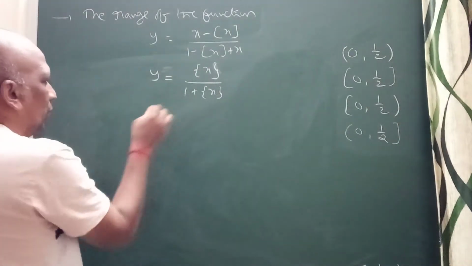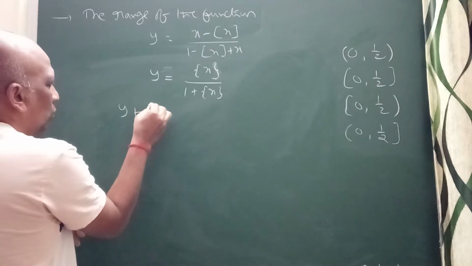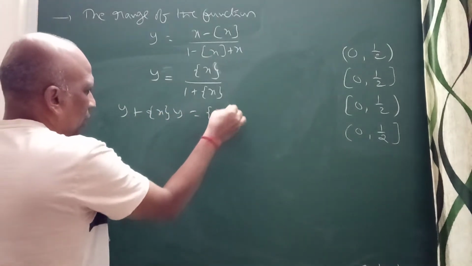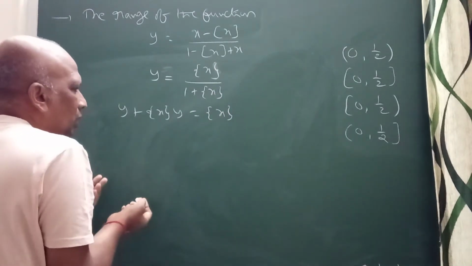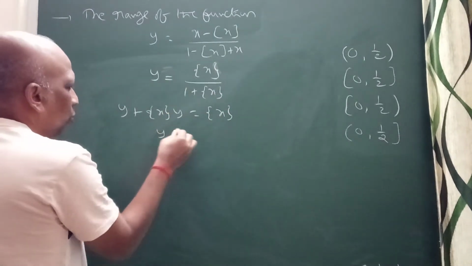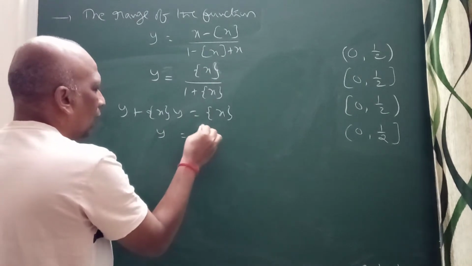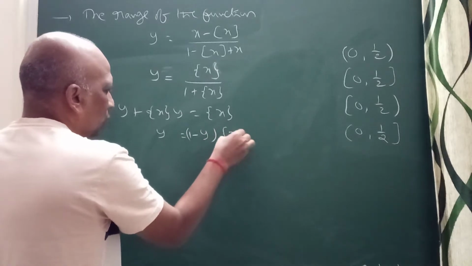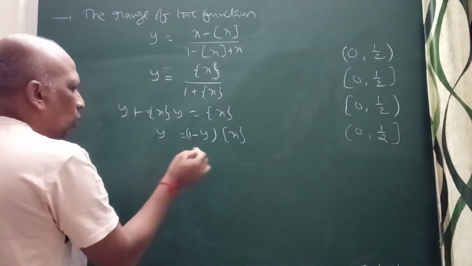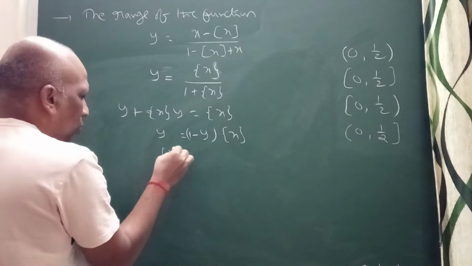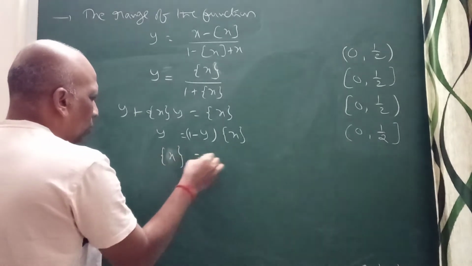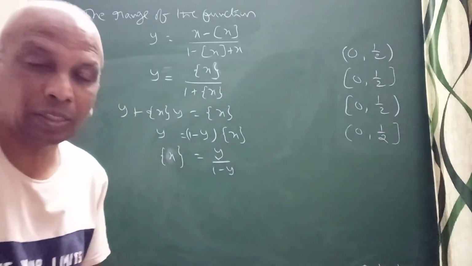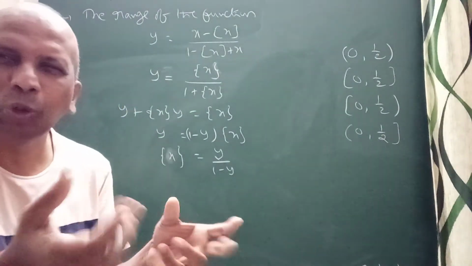Now we do cross multiplication. We get y plus y into the fractional part of x equal to the fractional part of x. Now you can see here, if I transfer that side, I can take the fractional part of x common, and you will get (1 minus y) into the fractional part of x. So you will get the fractional part of x is equal to y by 1 minus y.